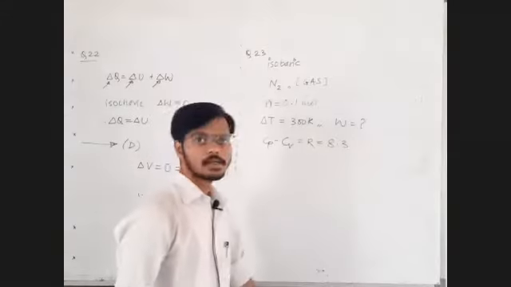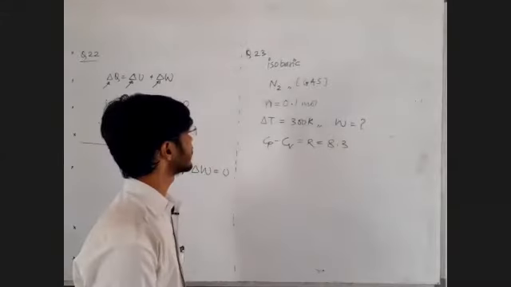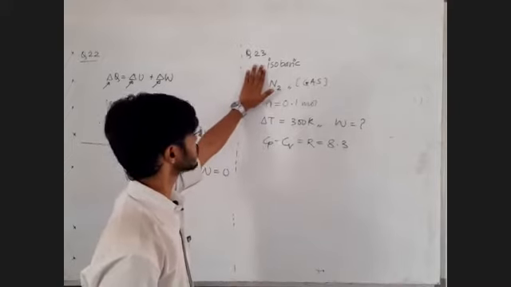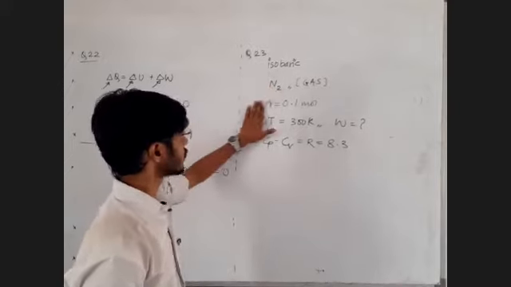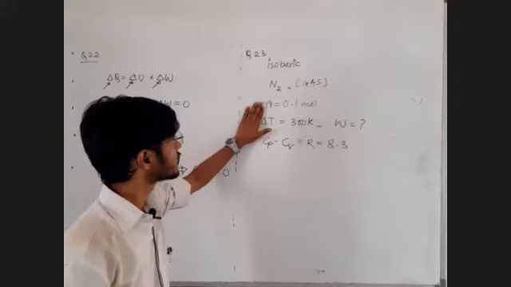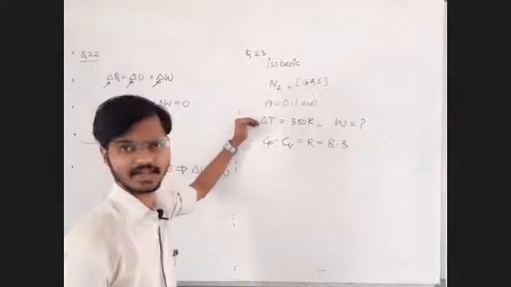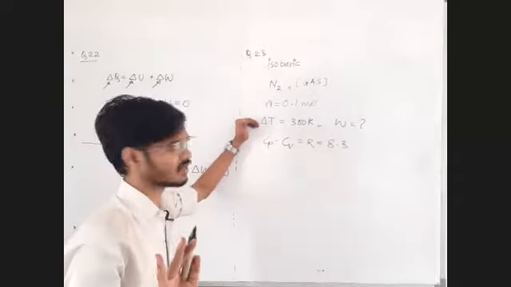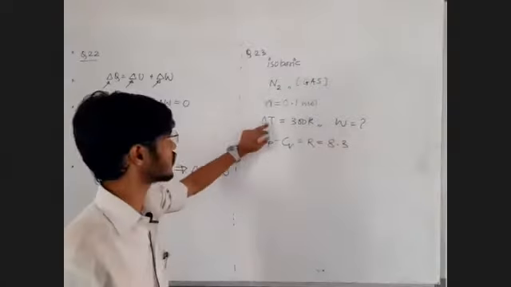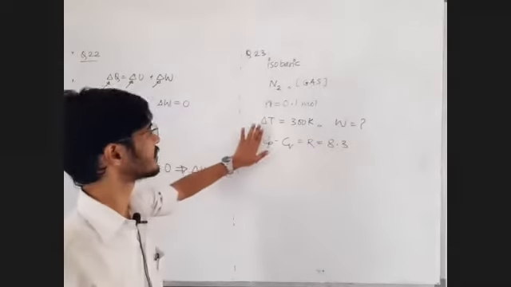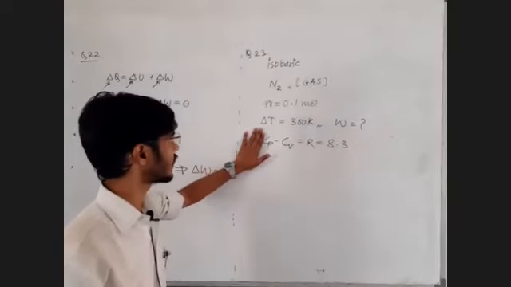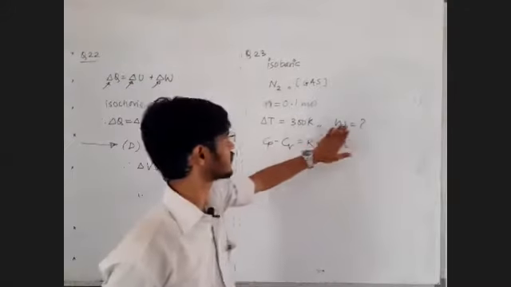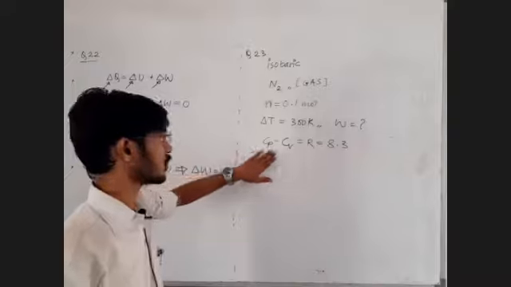In the question, what they have said, you are given a gas nitrogen under the isobaric process. 0.1 mole of nitrogen, its temperature was changed by 300 Kelvin. We don't know whether temperature is increased or decreased. If not given, we'll say it is increased, we'll take delta T as a positive value. They want us to find the amount of work done by the gas, that is W equal to question mark.